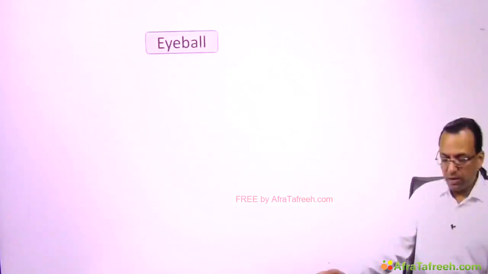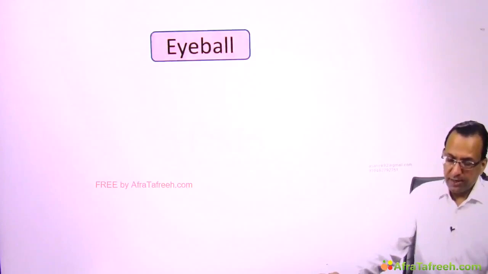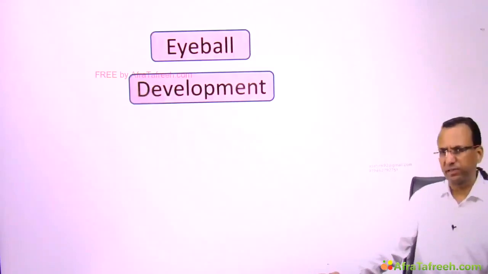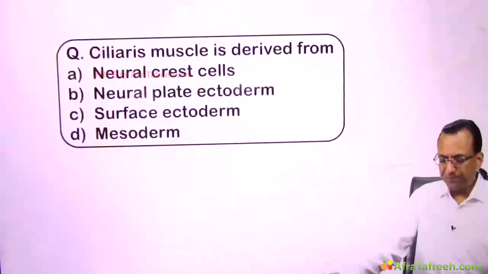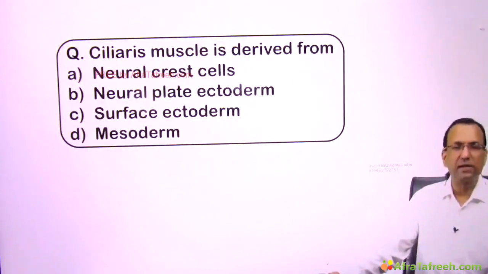We are looking at some details of the eyeball. And when we talk about the eyeball, you will see that the first topic is the developing eyeball. You have to look at the development of the eyeball first. And as you do so, there's a question asking, ciliaris muscle is derived from. What do you think is the answer?